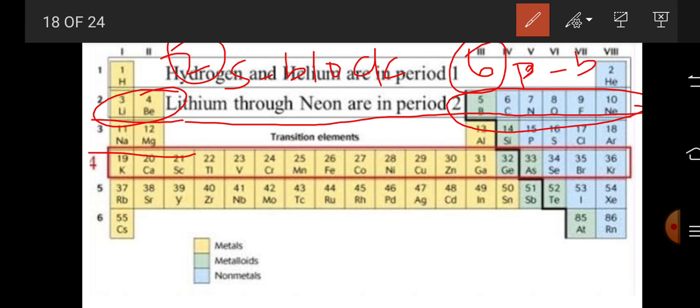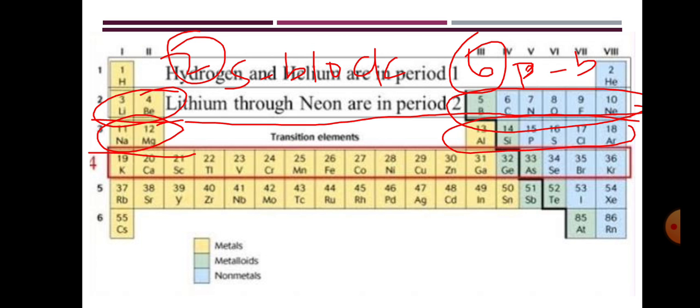So 6 plus 2 is equal to 8. So we can say that second and third consist of the 8 elements. 2 are the S block and 6 are the P block elements. Same in the case like the third period. In the third period also 2 S block and 6 are the P block elements.